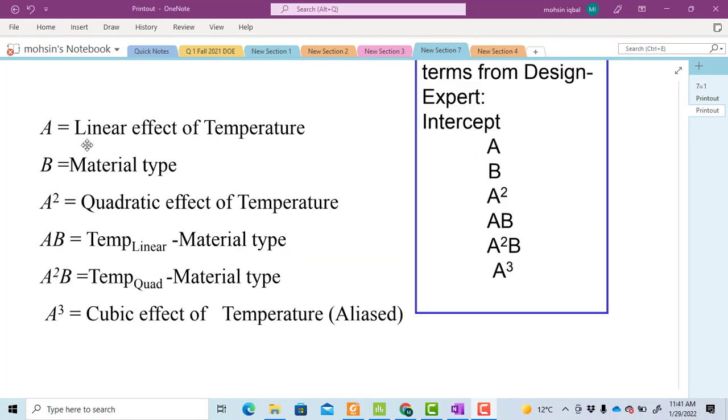In the regression analysis, A represents the linear effect of temperature. When our variable has the power of 1, it is a linear effect. When a variable has a power of 2, we say that it's a quadratic effect, and then cubic effect is A cubed. Mostly we neglect the cubic effects and above, and only go up to the squared effect. So A represents the linear effect of temperature, B shows the linear effect of material, A square shows the quadratic effect of temperature, and AB shows the interaction effect.